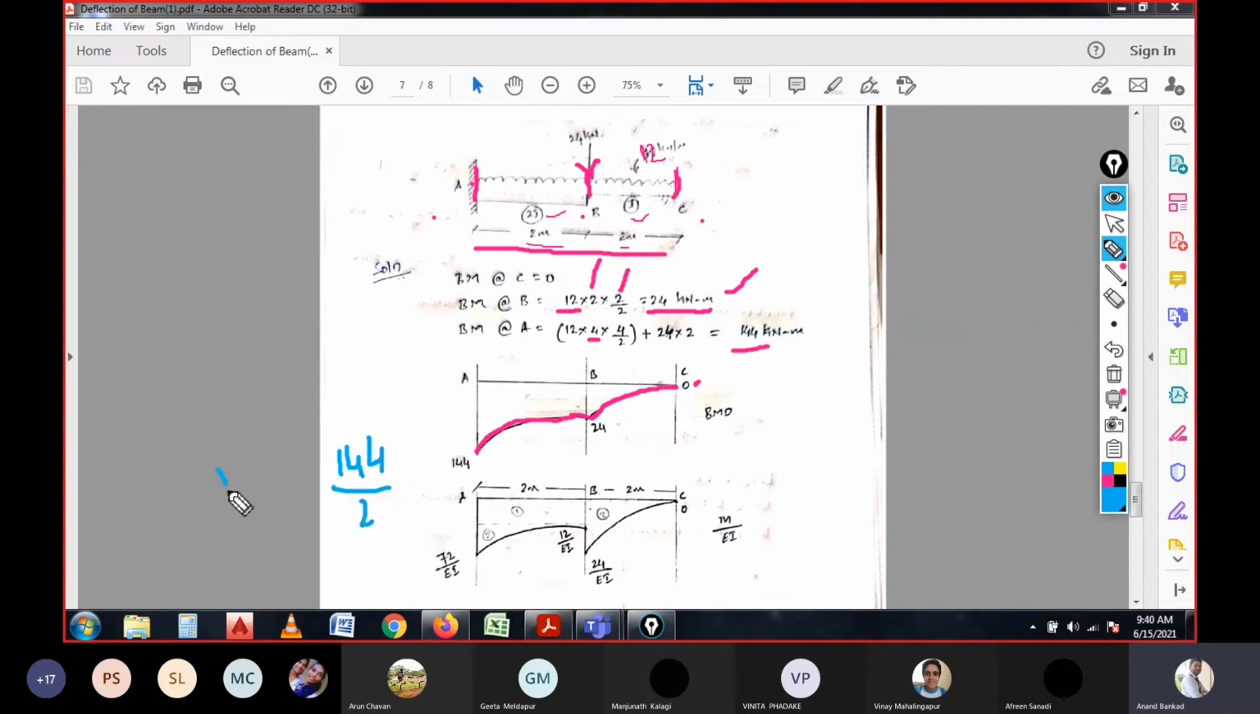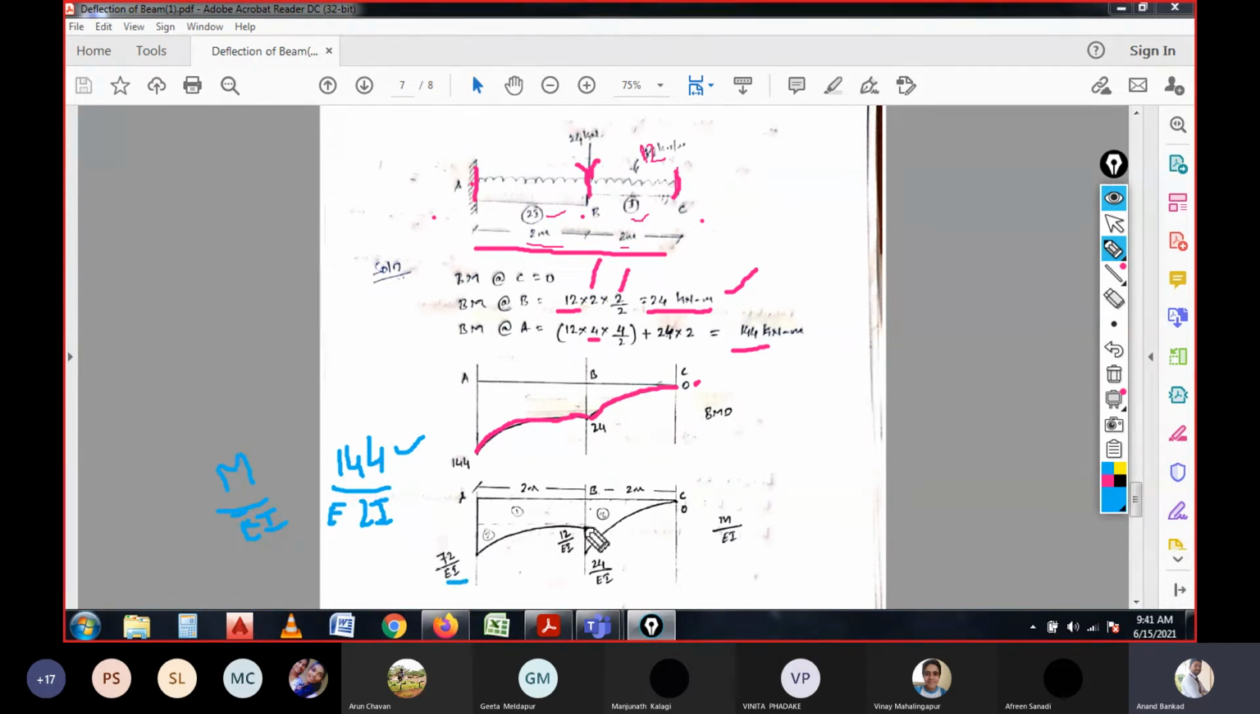That means we are substituting the I value as 2, so 144 by 2. Because M by EI we know, and M here is 144. So M is 144, we have substituted, and I is 2I and E is as it is, right? So it will be 72 by EI, we can write, correct?